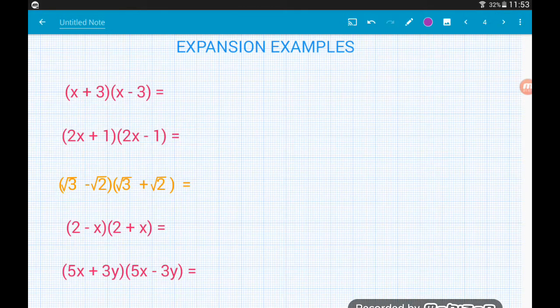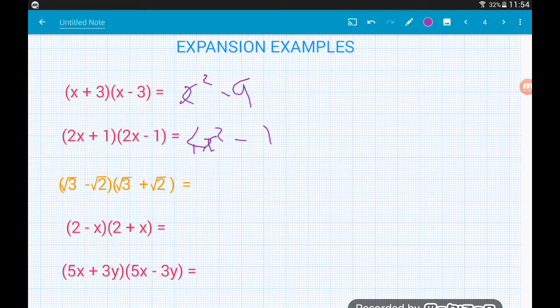Okay, so let's have a look at expanding some of these brackets. So, x plus 3 times x minus 3. Well, that's going to give us x squared minus 9. So you always get the first term in the bracket squared minus the second term in the bracket squared. So 2x plus 1 times 2x minus 1, that will give us 4x squared minus 1.